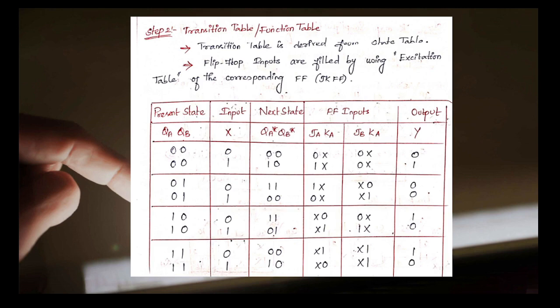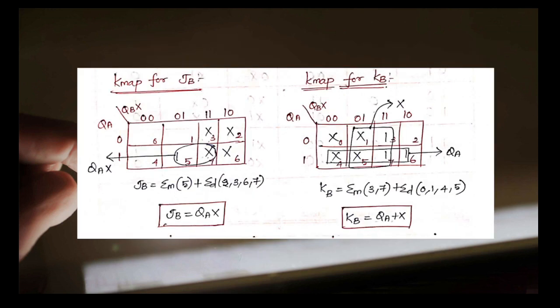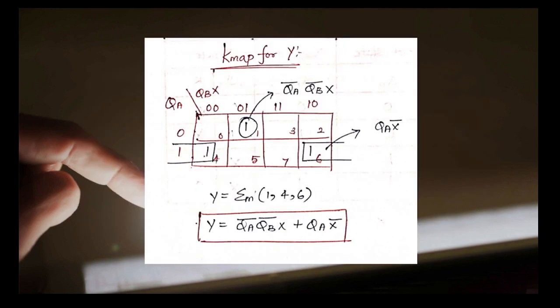Once it has been formulated by using the excitation table, we have to go for K-map simplification to find JA, JB, KA, KB, and we have to go for mapping, as we know already. Here we get the equations for JB and KB, like J and K, and the K-map for output equation y. So y is equal to, at last, we get QA x bar plus QA bar QB bar into x.